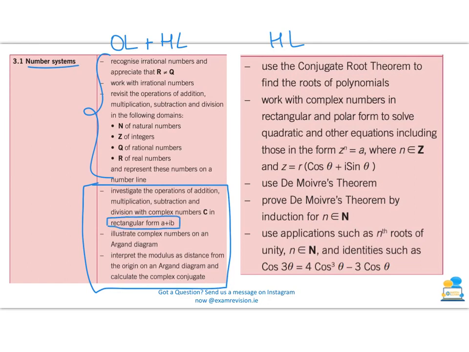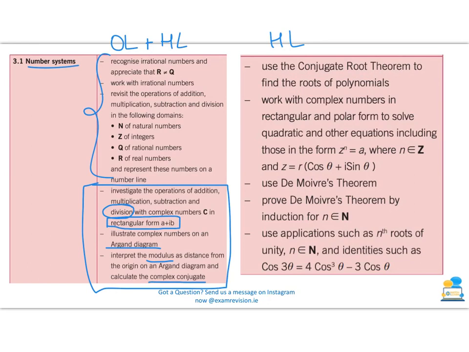So for ordinary level students, you need to be able to represent it in the form a plus bi, and then you also need to be able to illustrate complex numbers on an Argand diagram, which we'll talk about in a second. So you need to be able to represent them using coordinates, and you also need to be able to interpret the modulus. That's another key word that you need to be familiar with for both ordinary level and higher level, and you need to know that it's the distance from the origin on an Argand diagram. You also need to be able to calculate the complex conjugate, and that will help us when we are trying to divide complex numbers as well.